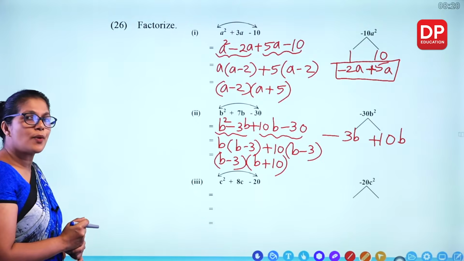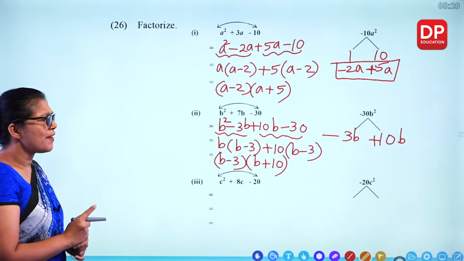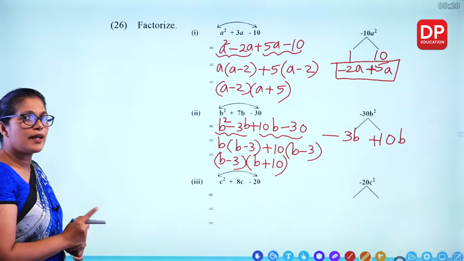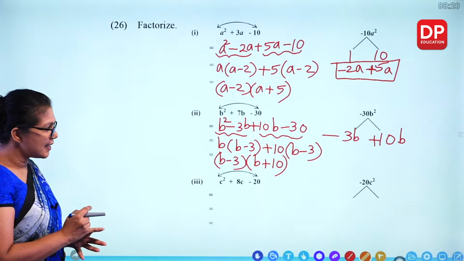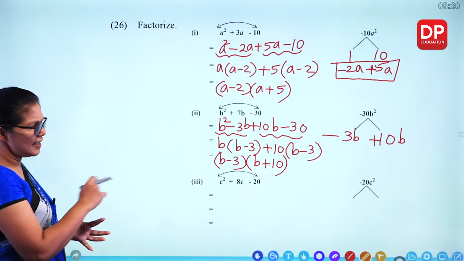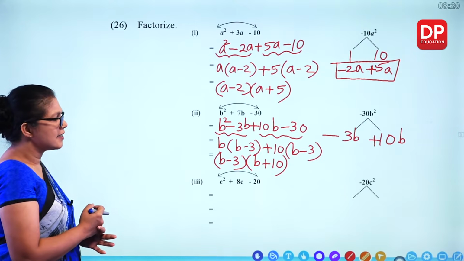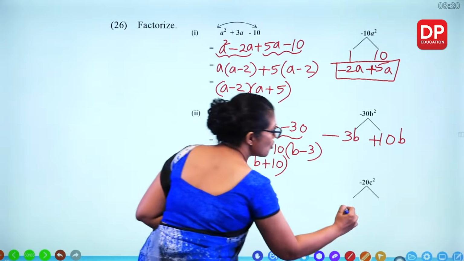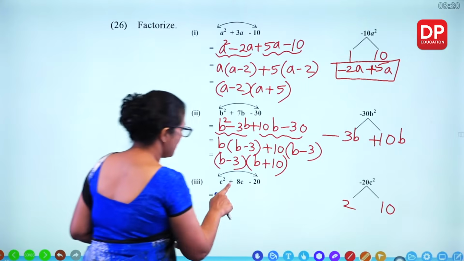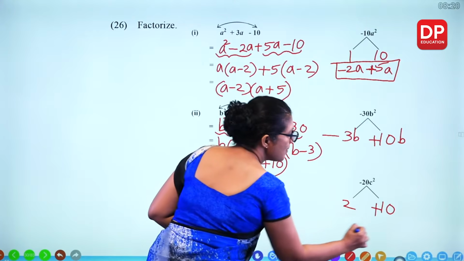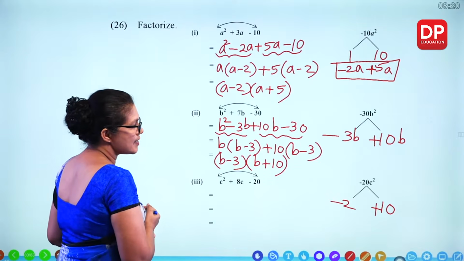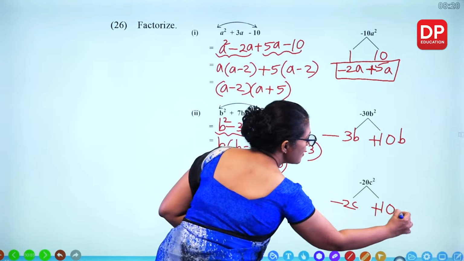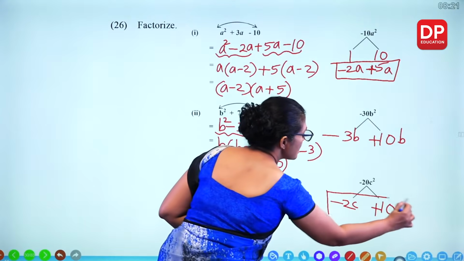Minus 20c squared. What are the factors of 20? 1 and 20. 2 with 10. Now see, 2 with 10. Are we getting 8? Yes. So 2 with 10. The middle term is positive, means the bigger number is positive and the smaller one is negative. To get c squared, this should be c and c.